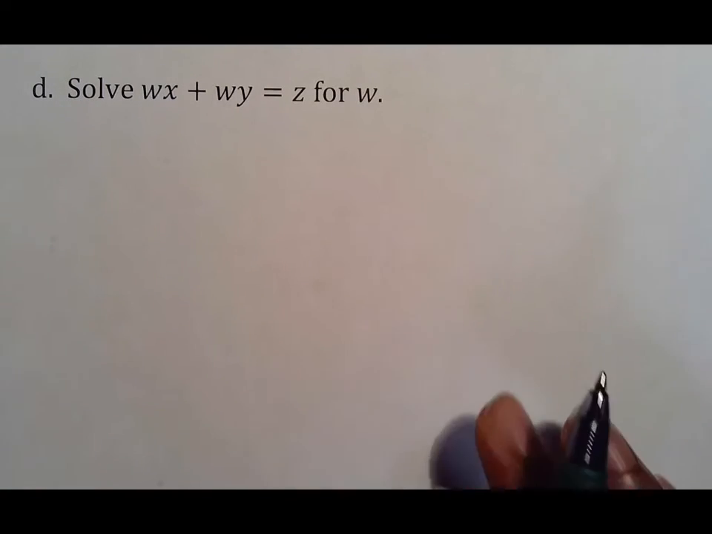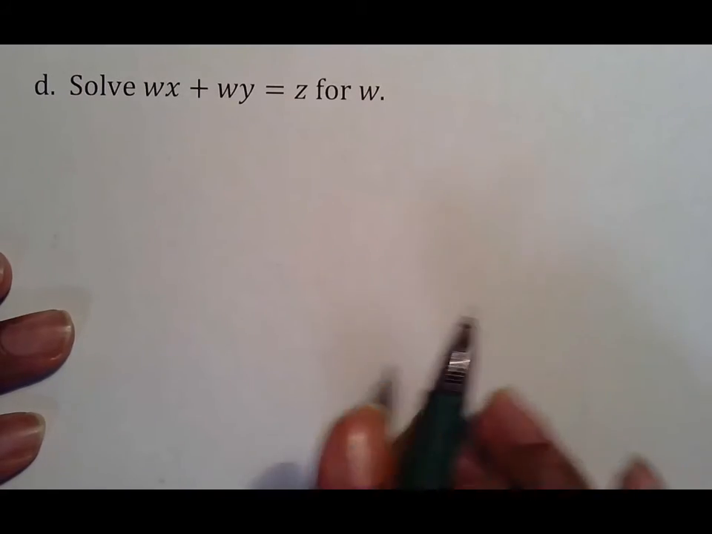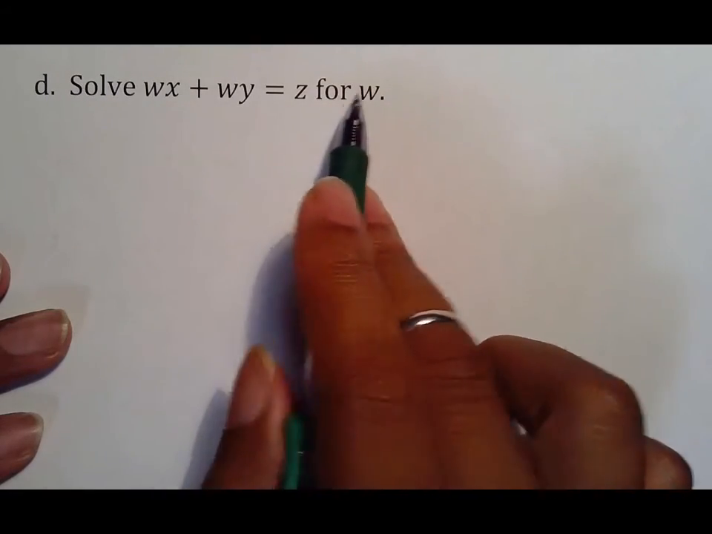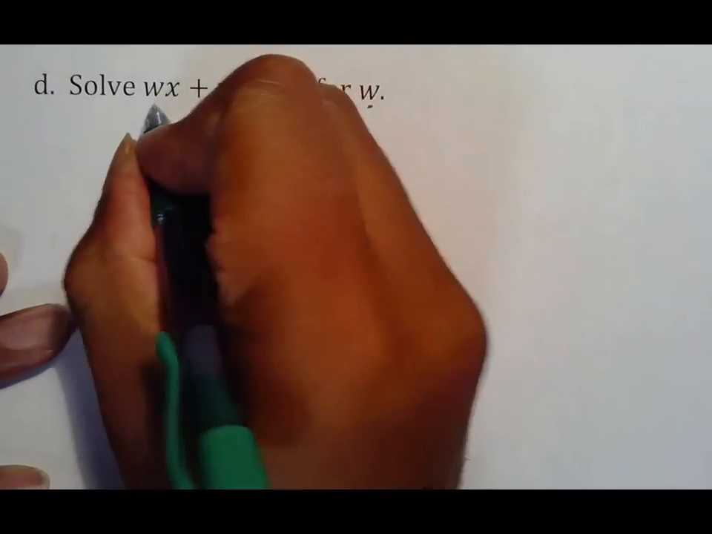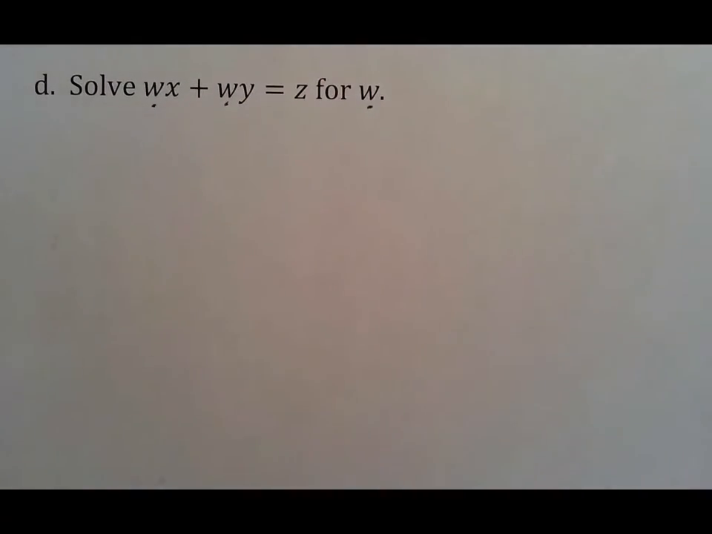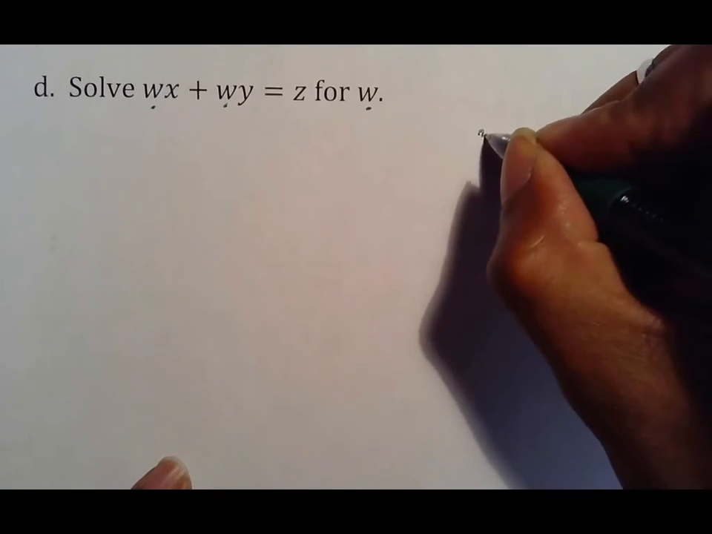Last example for this literal equation stuff is wx plus wy equals z, solving for w. And the problem here that you will encounter in your homework is that there are two w's. Well, what do I do when there are two w's? Because I obviously can't get one w alone if there are two of them, and this is where you're going to use the opposite of the distributive property, called factoring.